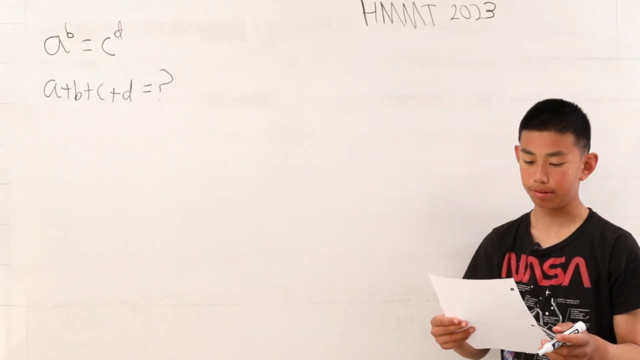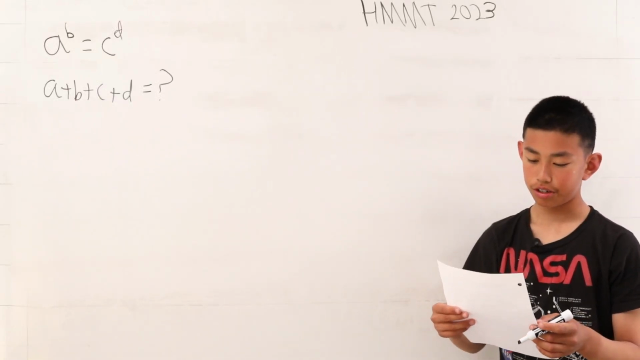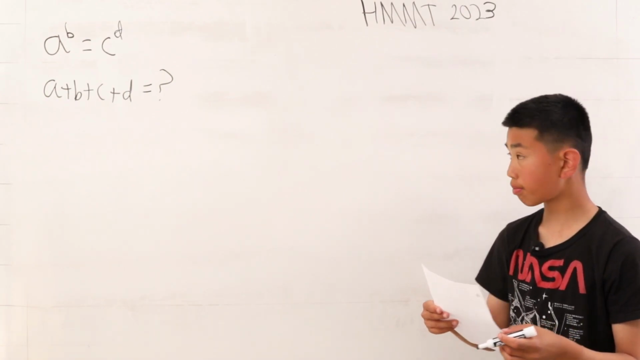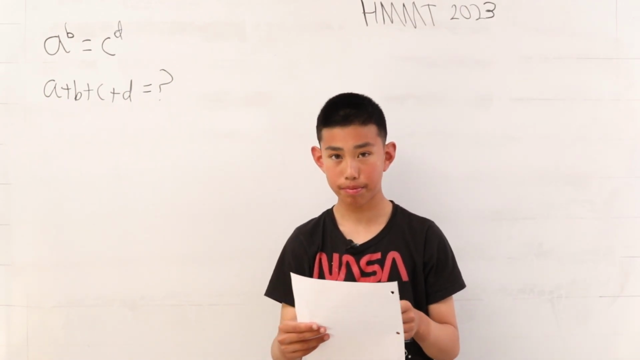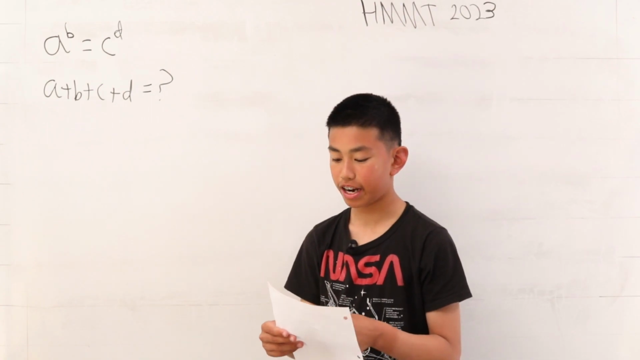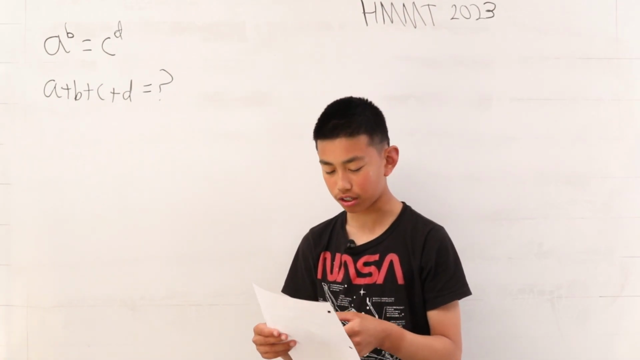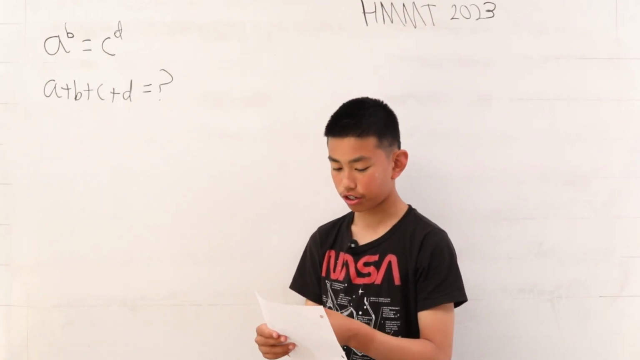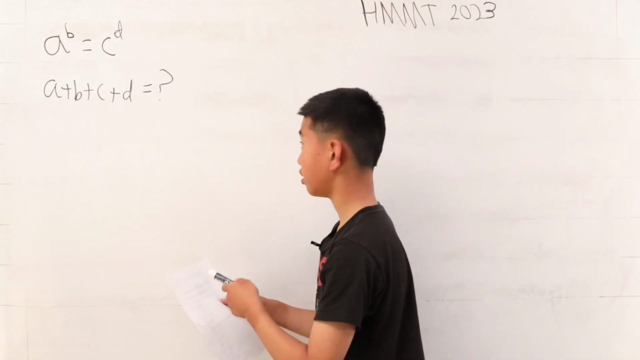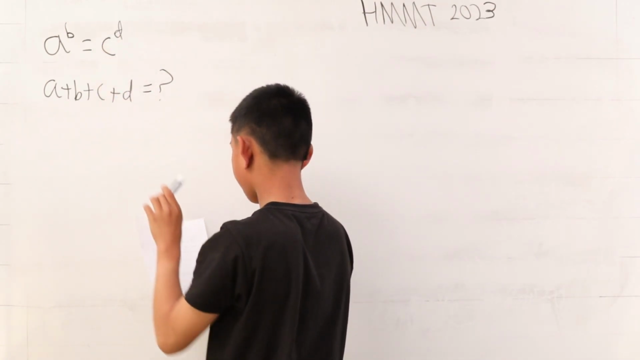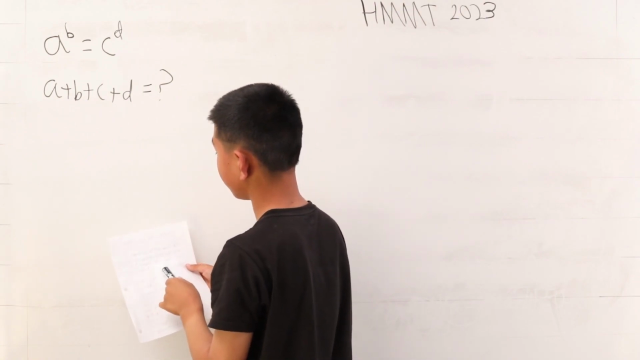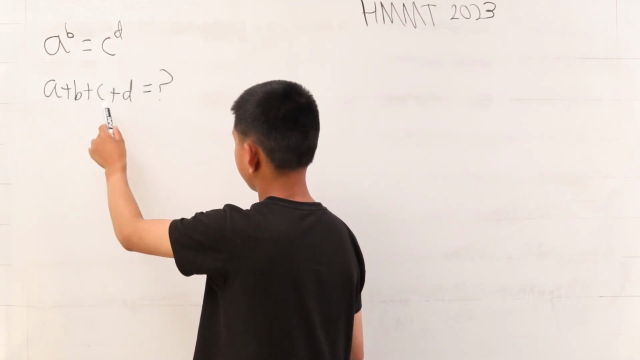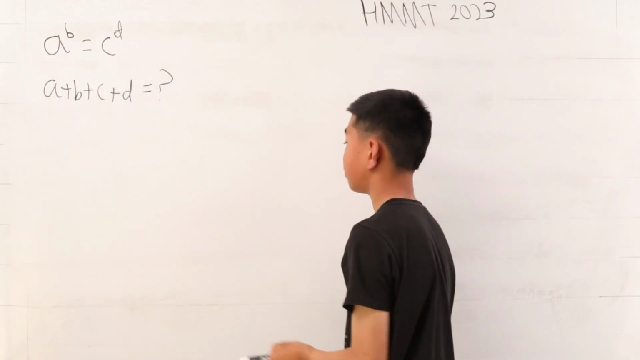Today, we have a problem from the HMMT of 2023. Suppose A, B, C, and D are pairwise distinct positive perfect squares such that A to the power of B is C to the power of D. Compute the smallest value of A plus B plus C plus D.